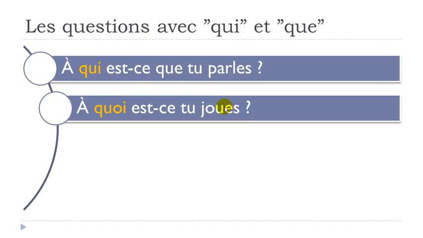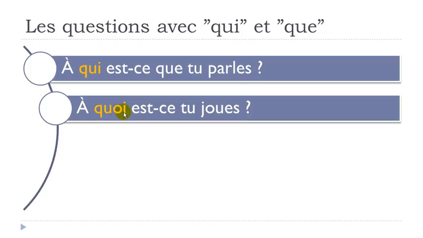Jouer, it's to play, okay? And then normally, if you're talking about a sport or activity, then we tend to use this preposition à with it. Okay, so play, but then à, and then the name of the activity. It could be football, or it could be basketball, or it could be whatever. Okay, à quoi est-ce que tu joues? And then now, I assume that you will tell me, oh, have a look at that. What on earth is going on?